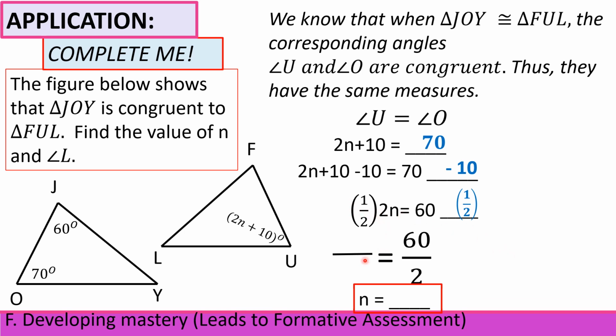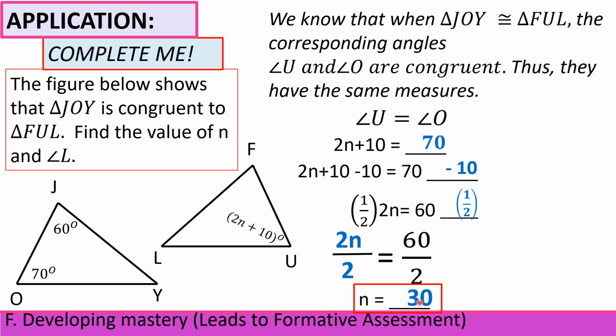So, 1/2 times 2n, ang magiging sagot dyan ay 2n over 2. So, 60 times 1/2, the result is 60 over 2. So, we are going to simplify. 2n divided by 2 is n, and 60 divided by 2 is 30. Therefore, the value of n is 30.